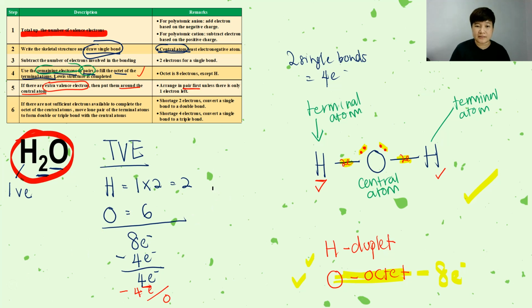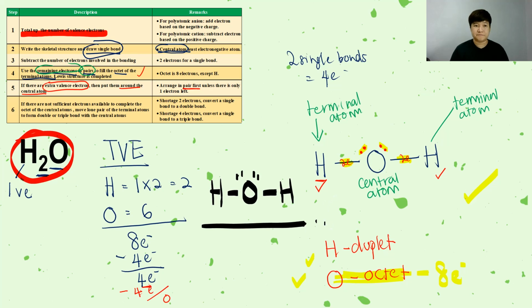And if I want to draw it nicely, the correct one will be something like this. So you have your lone pairs. Okay? And that is the correct Lewis structure for your water. At the end of the day, make sure everybody achieves duplet or octet. The only one that will achieve duplet is your hydrogen. Make sure your hydrogen achieves duplet and the rest of the atoms in there achieve octet. Let's look into another example.